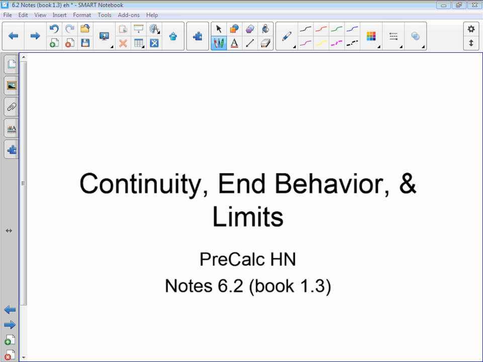Notes are kind of long today, but not really that hard. So a lot of it you've seen before. Continuity and behavior. I know that one. Right. And behavior. Good.